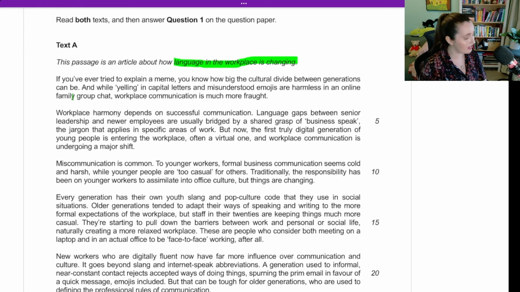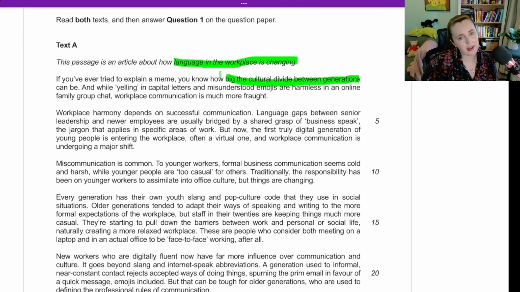Alrighty guys, I've evaluated. We're one sentence in. If you've ever tried to explain a meme, you know how big the cultural divide between generations can be. And while yelling in capital letters and misunderstood emojis are harmless in an online family group chat, workplace communication is much more fraught. Is it?